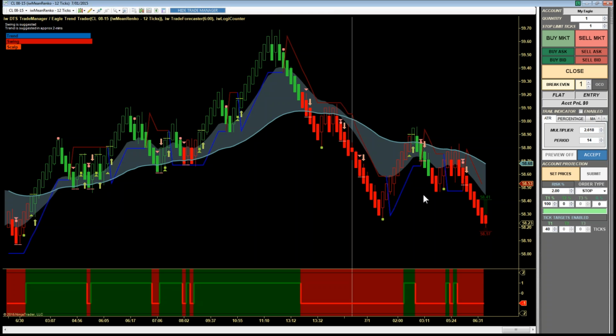Here's crude oil on the Eagle. You can see Trade Forecaster says we're coming out of trending mode and going to be moving into swing mode. So we'll see how long that lasts. We had actually a green bar sell back here during the overnight session. Off of the North American Open, we had a hard edge bounce with another sell.